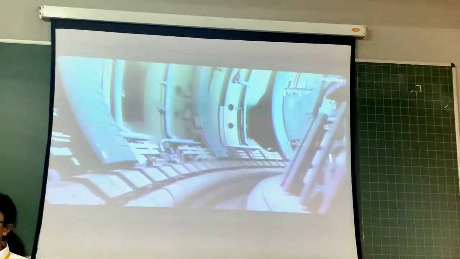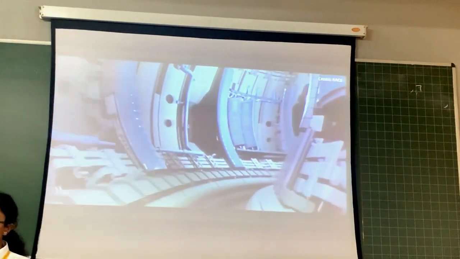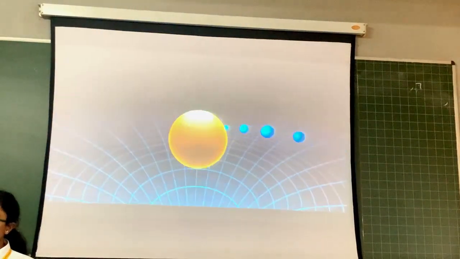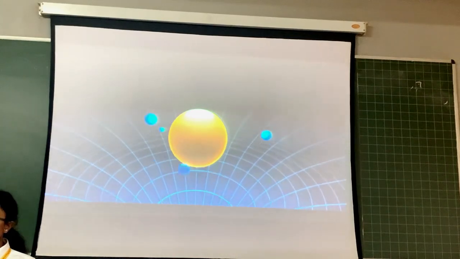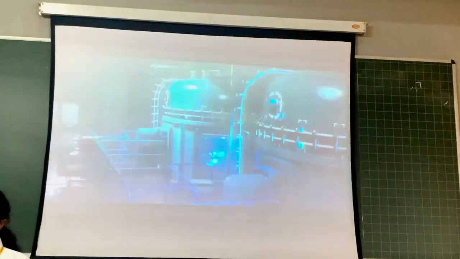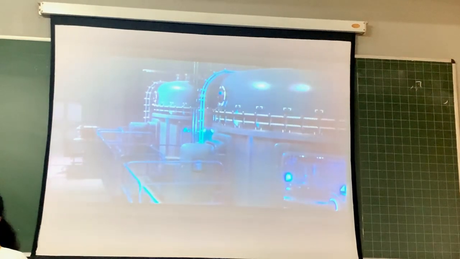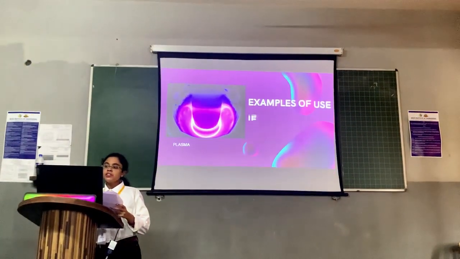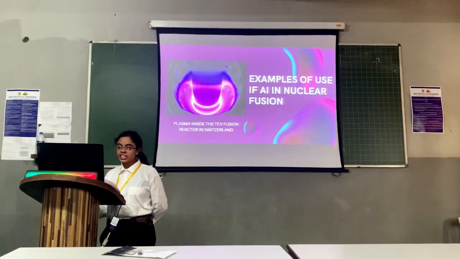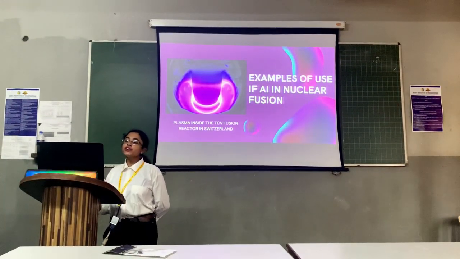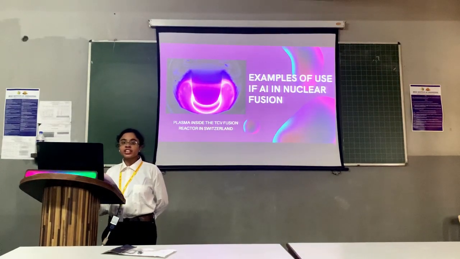To protect the reactor and to make sure that the plasma reaction remains hot and stable, the plasma should be kept away from the reactor walls. In areas where major plasma-wall interaction needs to be minimized, plasma blobs can convey significant volumes of particles and heat away from the main plasma. Now, here is an example of the use of AI in nuclear fusion. Presently, it has been used to confine the plasma inside the TCV fusion reactor in Switzerland.